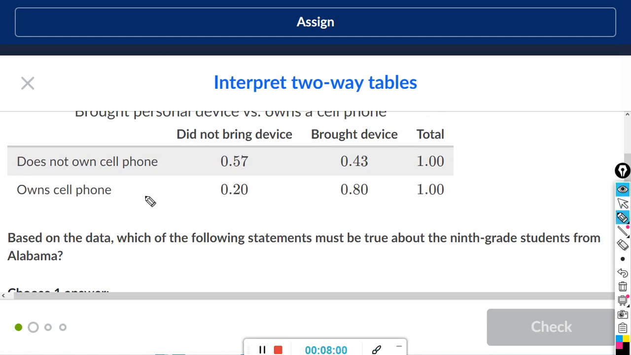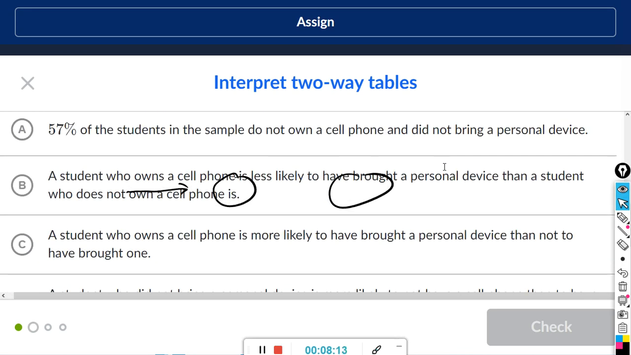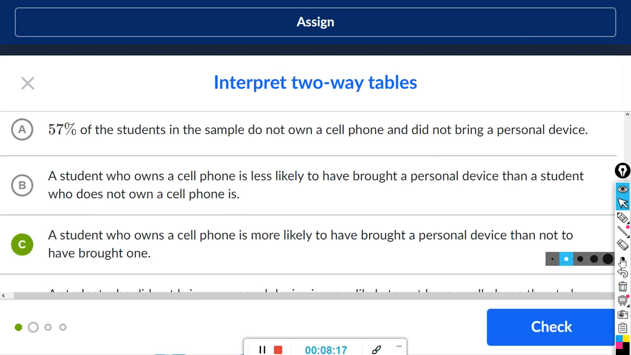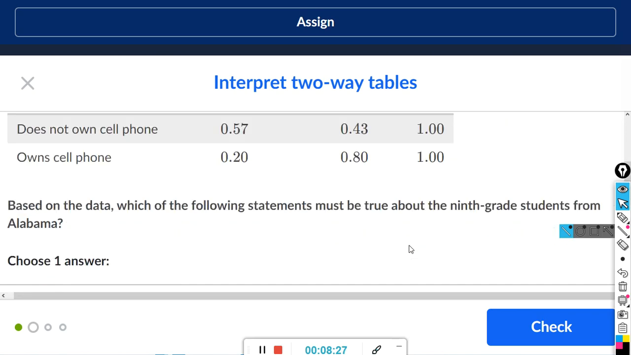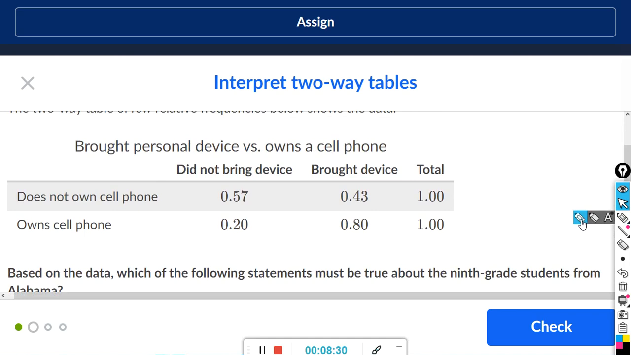Okay? A student who owns a cell phone is more likely to have brought a device than not bring a device. Is that what it said? Yes, that's correct. Answer C. All right. And just to double check, answer D. A student who did not bring a personal device is more likely to not have a cell phone than to have one. Okay. Remember, they said more likely to not have a cell phone than to have one.